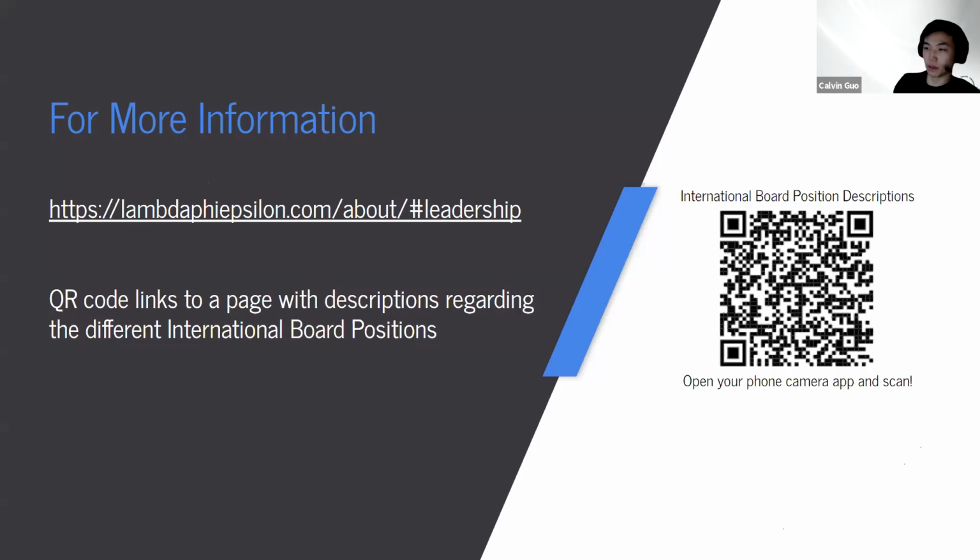A little bit of time if anyone needs to grab the link or the QR code. All right, let's move on.